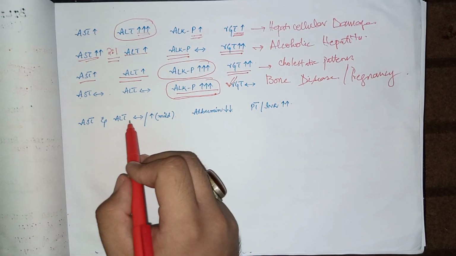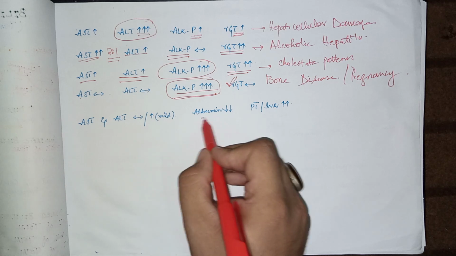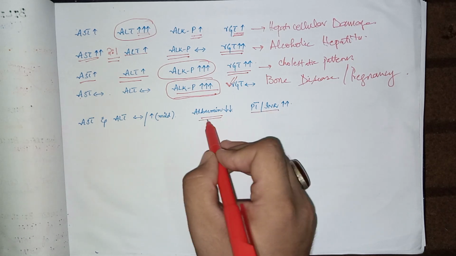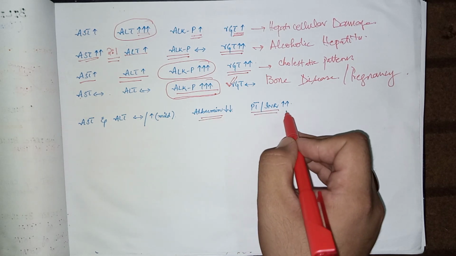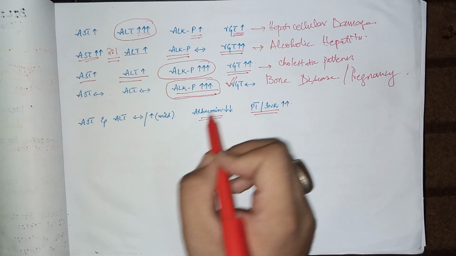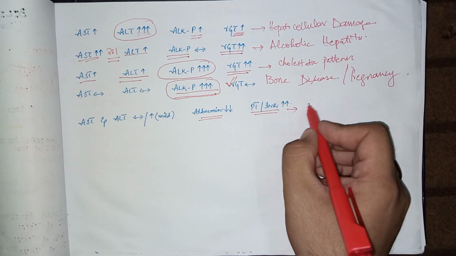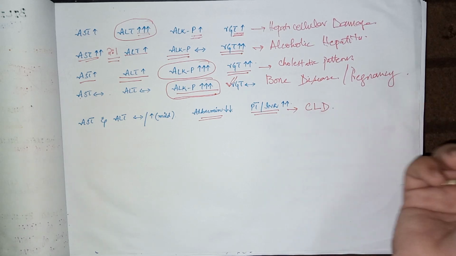If AST and ALT are normal or mildly elevated, but albumin levels are low and PT-INR levels are very high, as we have discussed previously, it indicates chronic liver disease like cirrhosis, etc.